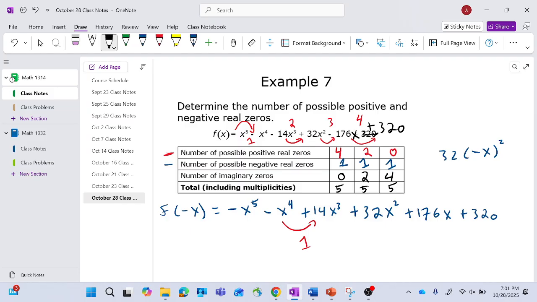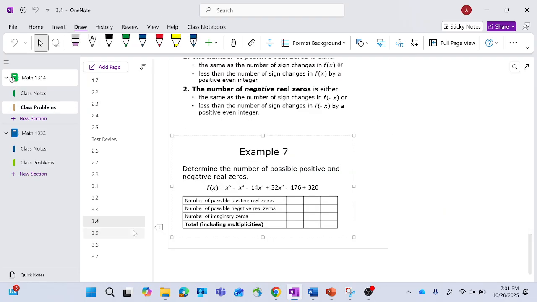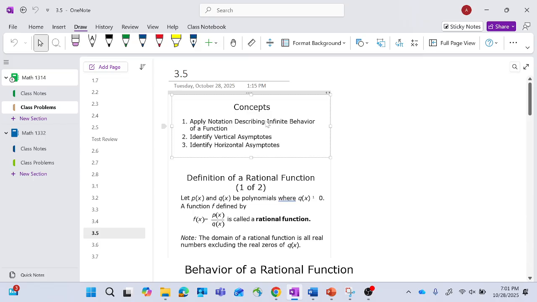Everyone else, are we okay? All right. Let's keep going. That's it for 3.4. We're going on to 3.5.